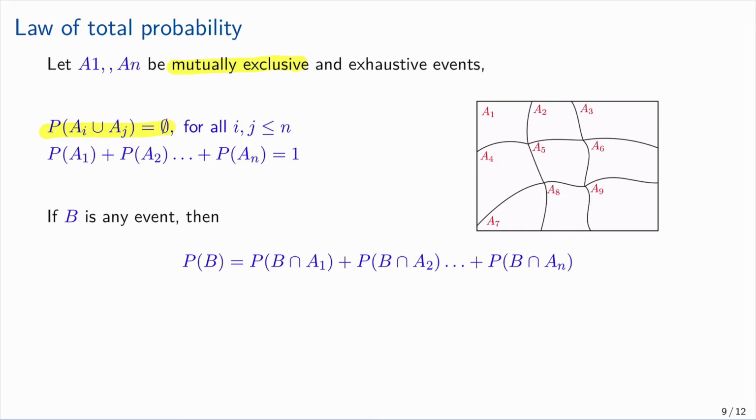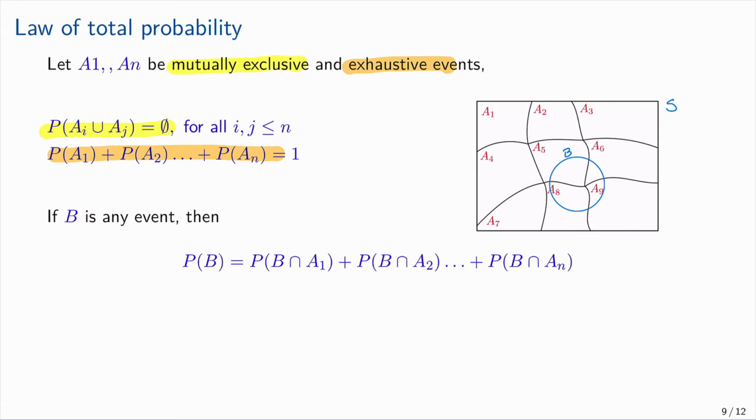And the second word, exhaustive events, means that when we add all the events, they are equal to the sample space S, which is formed by the union of all of these. Therefore, the sum of the probabilities of all these events is equal to 1. Then let's consider an event B. So let's say this is B. So the intersection with B, with all different events, is equal to the probability of B.